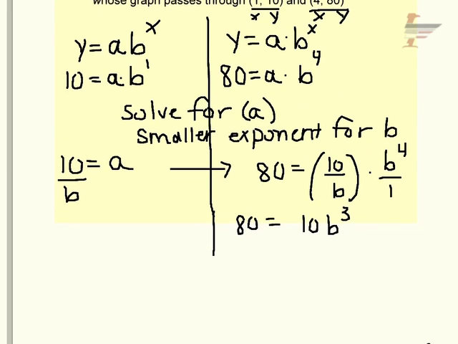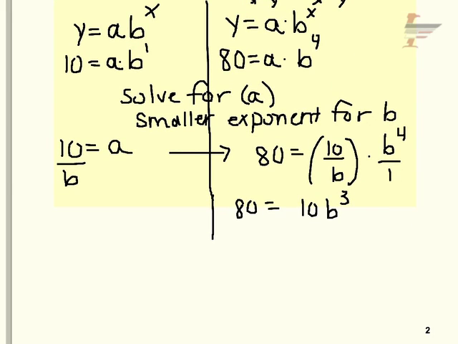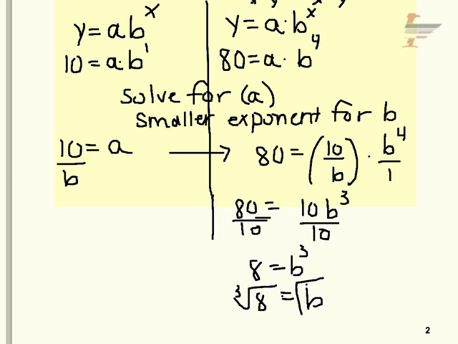And then, of course, we can divide by 10 and get 8 equals b cubed, and then take the cube root of both sides. And that means b equals 2, not plus or minus. Cube root of 8 is just 2. And then to find a, I can go back over here, 10 divided by b, but we know b is 2, so a is going to be 5.